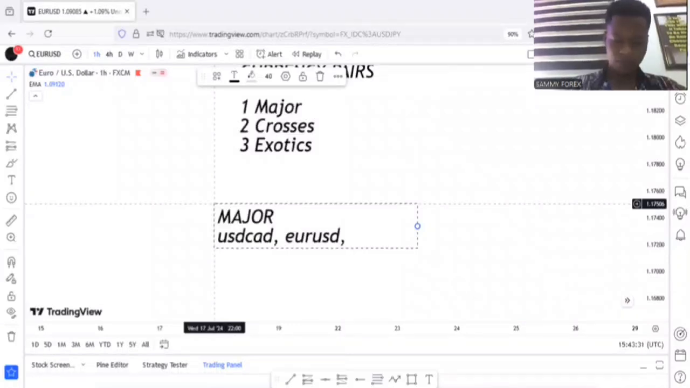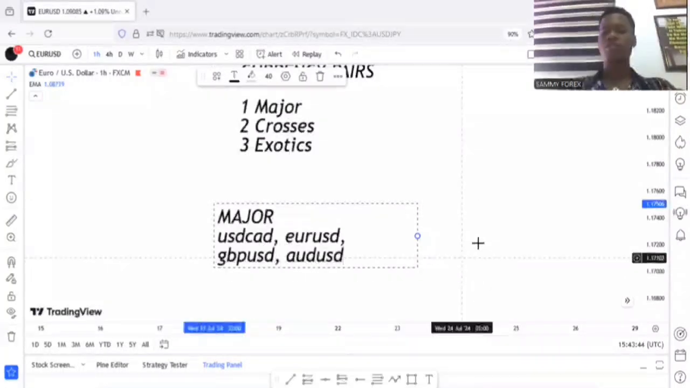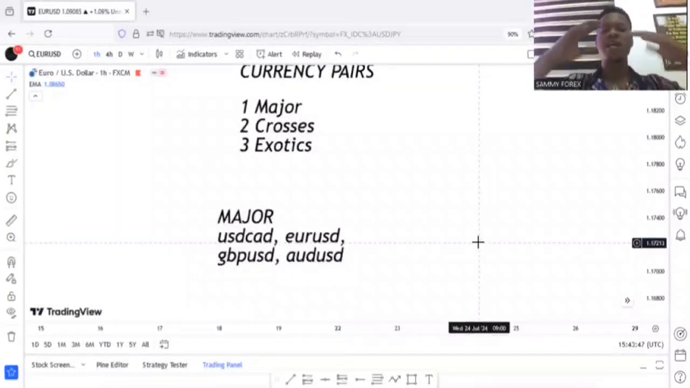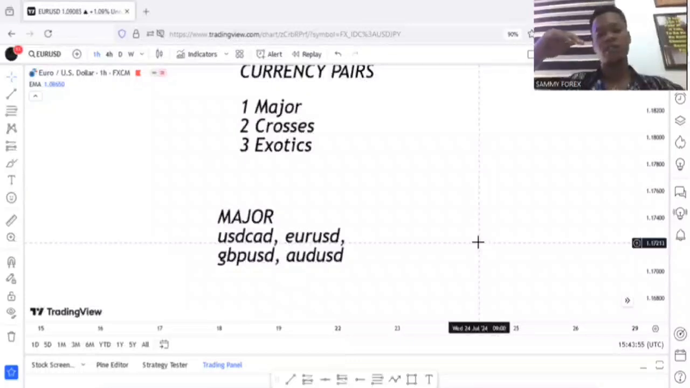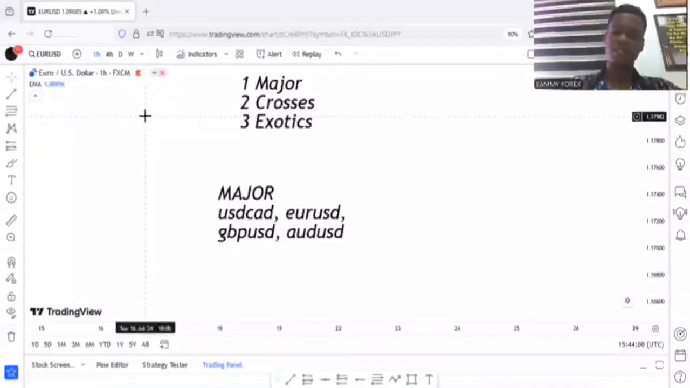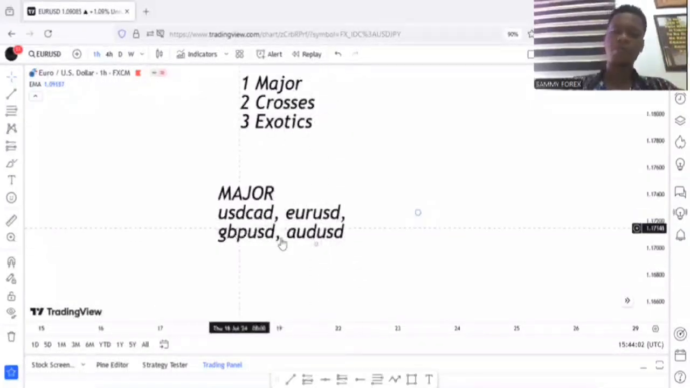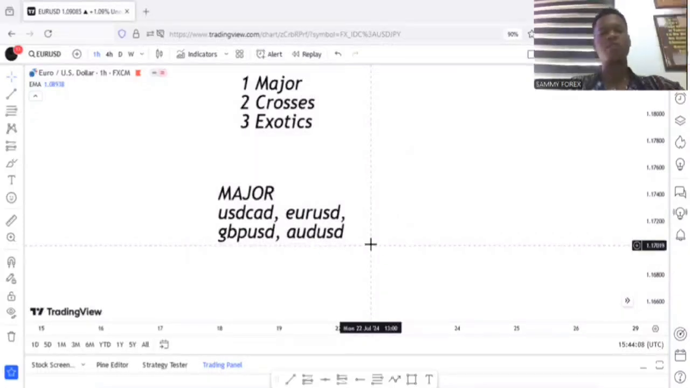We have the GBP USD, the AUD USD, the New Zealand USD, and so on and so forth. Here's the Swiss franc. So those are the major currencies, and their spreads are very low compared to that of the crosses and the exotics. They are predictable and tradable, like USD CAD, Euro USD, GBP USD, Australian USD, New Zealand USD, USD Swiss franc, and more.